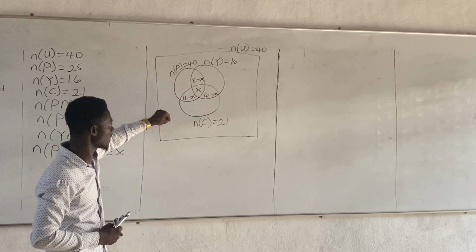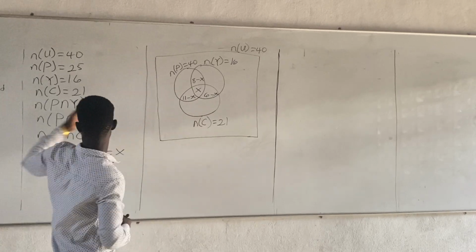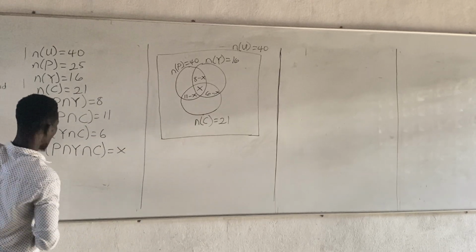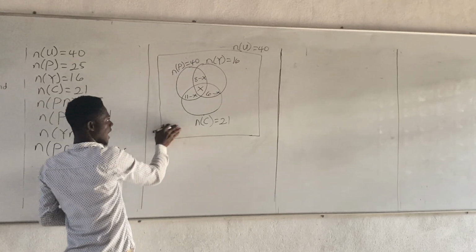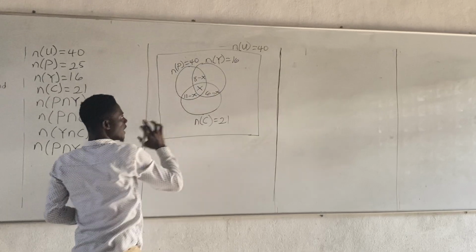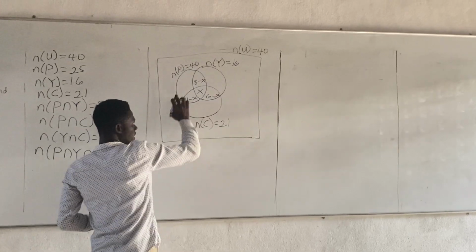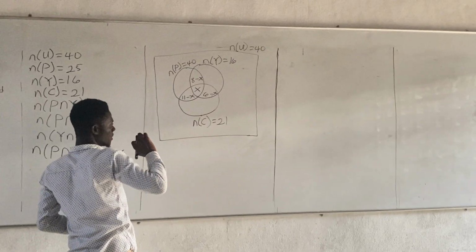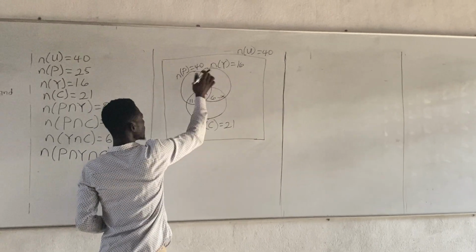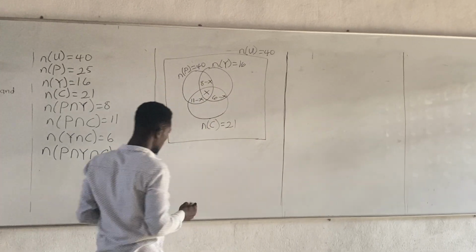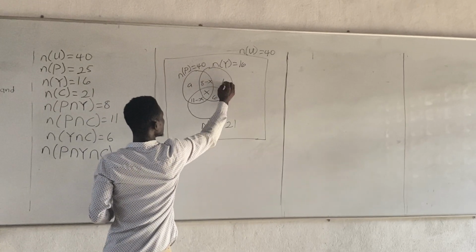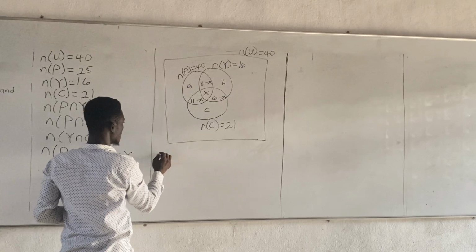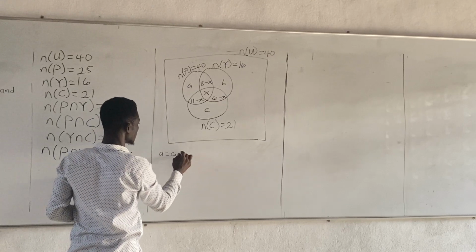Now when you hear a statement like each of the customers bought at least one of the 3 items, it means that this region has no number. So you are only left to find the numbers representing the remaining 7 regions. You can allow letters to represent them. Say, let's say this is A, B, C.